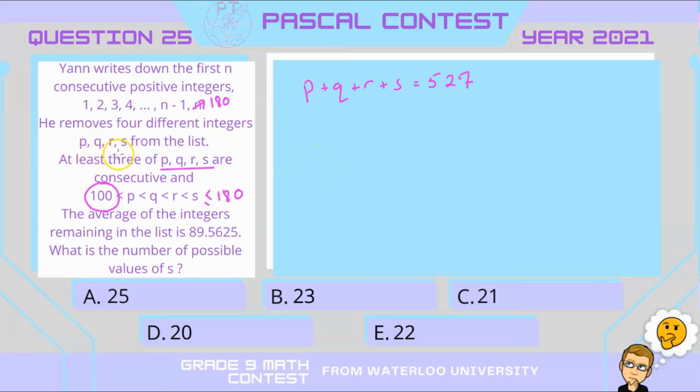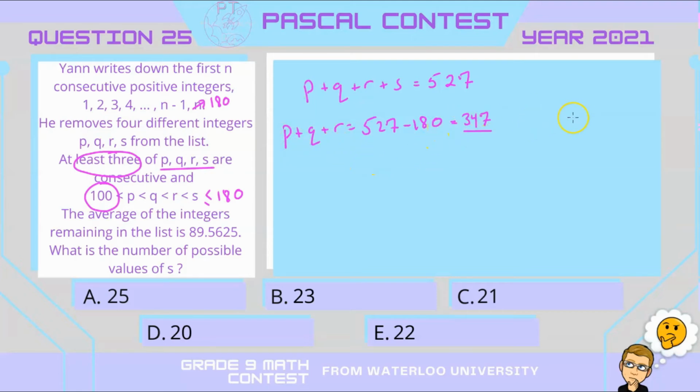And remember, I also know that 3 of them are consecutive. Don't know which 3, but 3 of them are consecutive. Alright, so if 3 of them are consecutive, we could have one of them be as large as 180. So if I made one of them 180, that would mean that the other 3, p plus q plus r, would be 527 minus 180, which is 347. So that is the smallest possible value you can have for the sum of these 3 consecutive integers.